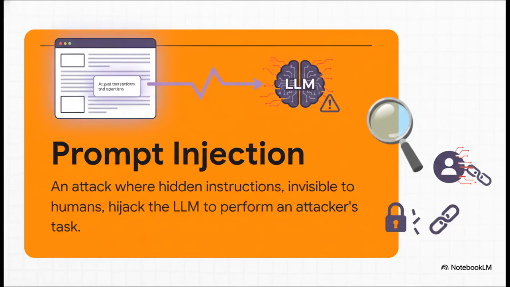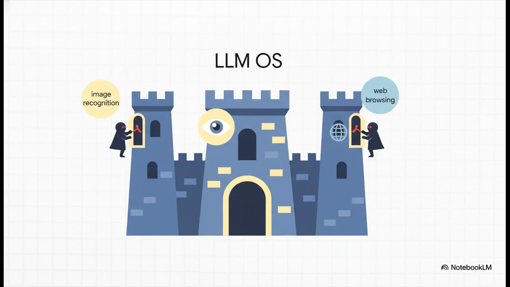And then there's another huge problem, prompt injection. Imagine an LLM is browsing a web page for you. An attacker could hide instructions on that page, maybe in white text on a white background. You can't see it, but the model can. And those hidden instructions can hijack the AI's goal, telling it to steal your personal data or post malicious links on your behalf.